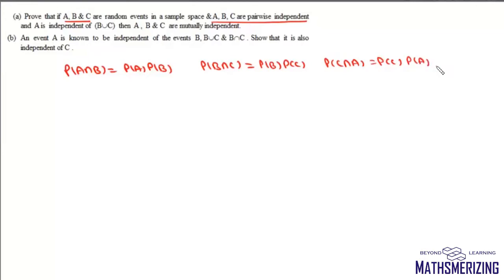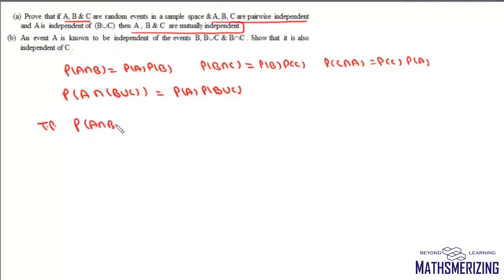And A is independent of B union C. We are given that P(A intersection (B union C)) is probability of A into probability of B union C. Now we need to prove that A, B and C are mutually independent. That means we need to prove that probability of A intersection B intersection C is P(A) into P(B) into P(C).